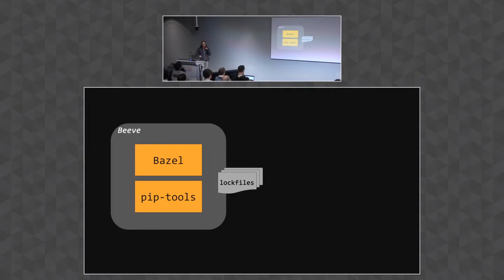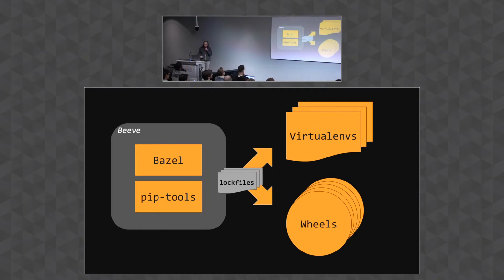So here we leveraged Bazel's ability to walk the dependency graph and collect all the third-party dependencies for every target in that graph. And we leveraged pip_tools' ability to take those dependencies, resolve them, and generate a lock file. So then we take each application's lock file and we use it to generate a virtual env, which is where we do our development and unit testing. And we take that same lock file and we generate a wheel, which we use to deploy the application.